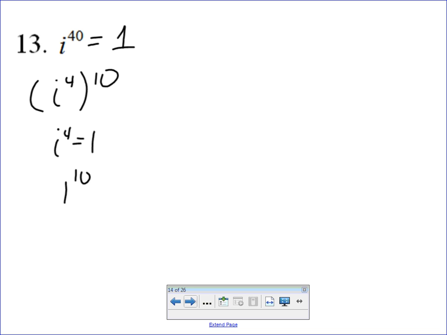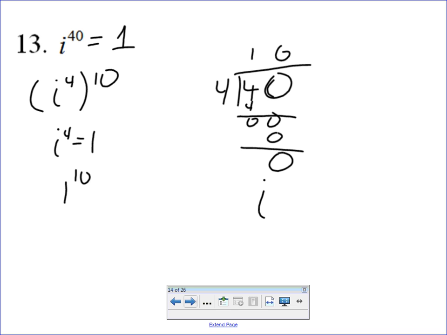The other trick I showed you is you can just take the exponent and divide it by 4. You get 10, and you get a remainder of 0. If you raise i to the 0th power, that's also 1. So if you do long division and just raise i to the remainder, that will give you the correct answer as well.